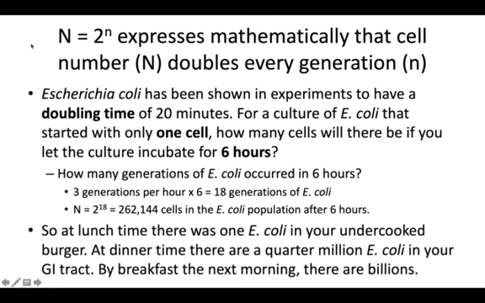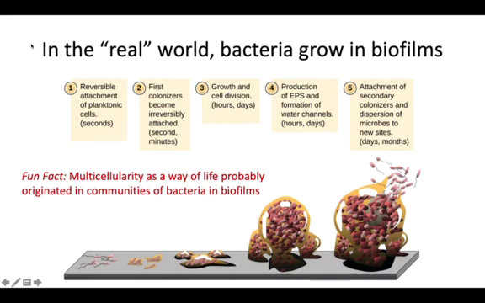So what does this mean? How does this affect us? Well, if you want to look at it in a practical way, at lunchtime you had 1 E. coli in your undercooked burger. If you left it out on the shelf or on the counter, at dinner time you'll have 250,000 of E. coli in your GI tract. By breakfast the next day there will be billions if you still decide to eat that hamburger, and you will be pretty sick, most likely. Okay?